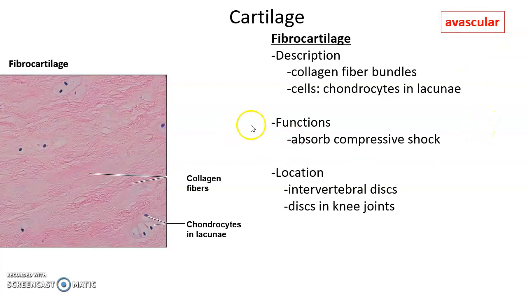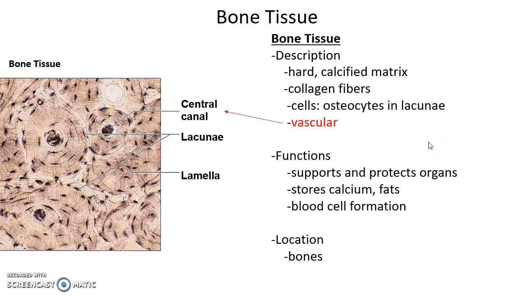Then fibrocartilage, lots of collagen fibers bundled up. You can kind of see them as these pinkish little bundles. Again, you have lacunae. Within the lacunae, you'll find chondrocytes, the cells of the cartilage. Fibrocartilage also is involved in absorbing compressive shock. In this case, the intervertebral discs and the discs in the knee are made of fibrocartilage. So if you sit down really hard, your vertebrae don't clack together. Instead, the fibrocartilage discs will compress to a degree and absorb some of that force.